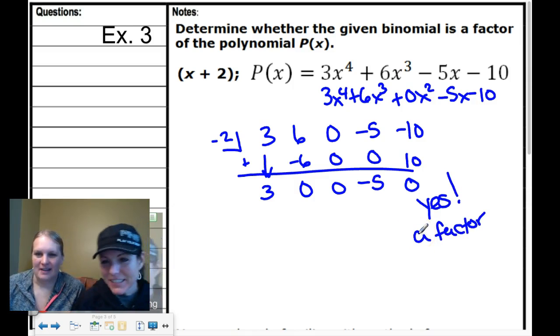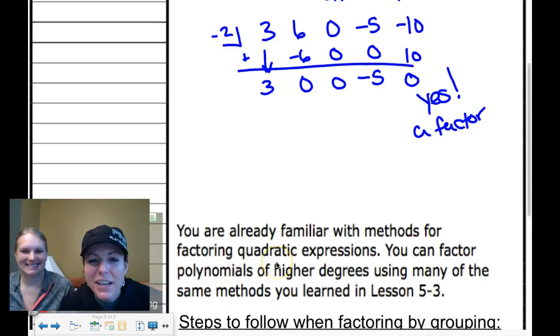All right. We get so excited about math. All right, here we go.